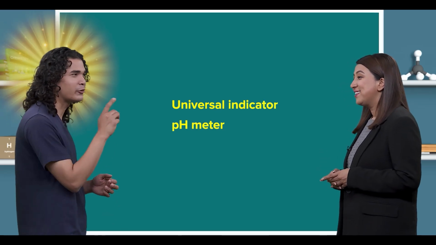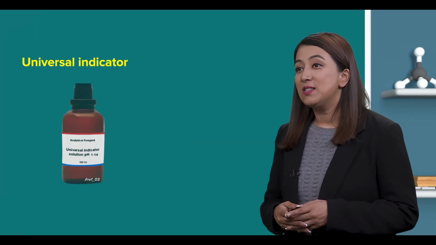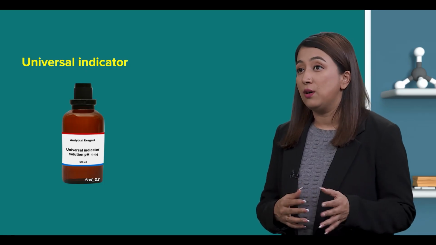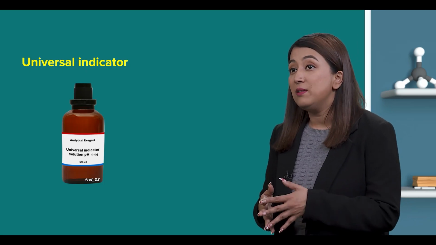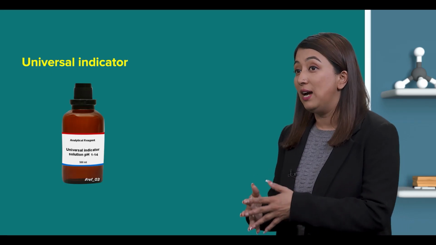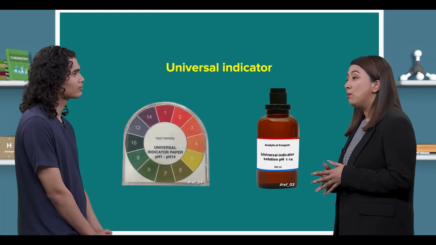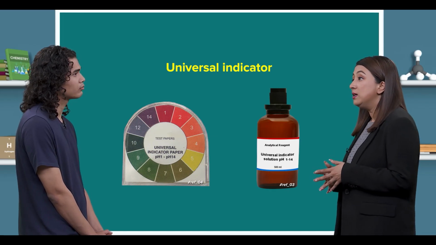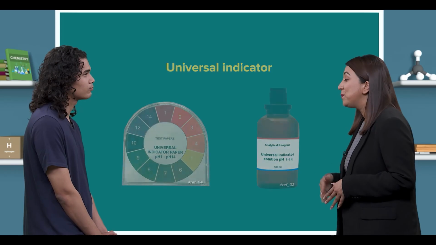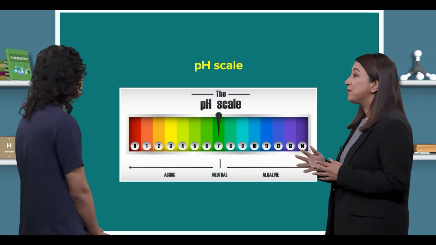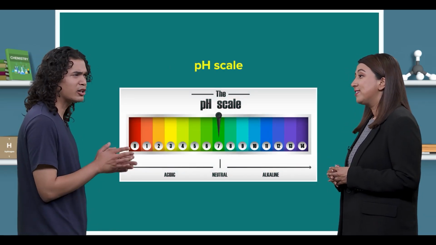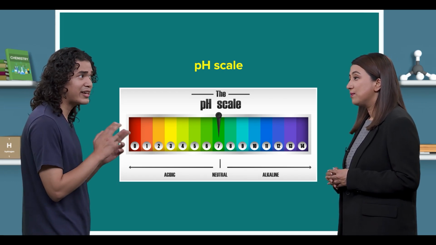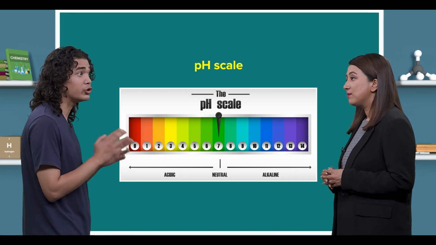Oh yeah, that rainbow-colored indicator. Yep, the universal indicator is a mixture of dyes that changes its color depending on the pH of the test solution. In fact, it exhibits different colors at different pH values. They are either in a paper form or in solution. Either way, we can find the pH by comparing the color obtained with the colors in this pH scale. The color from yellow to red shows acidic solution, blue to violet indicates alkali, and green color indicates neutral solution.